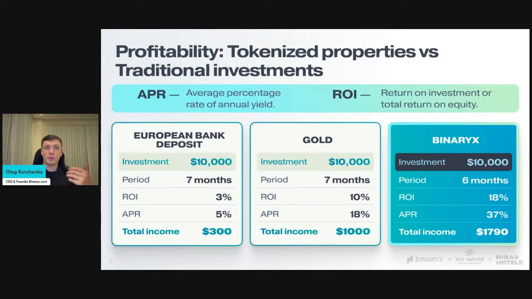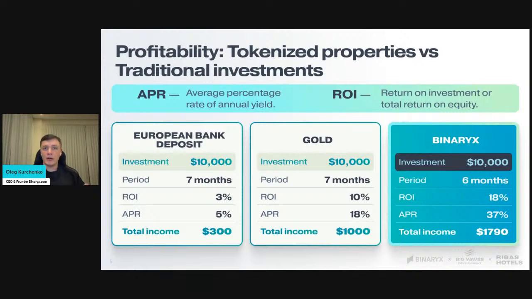APR is the average percentage rate of annual yield. So this is how much you can generate from your capital per year. And ROI is the return on your investments, or total returns on equity. A little bit later, I will explain what the difference is, and you can see on examples what the difference is.